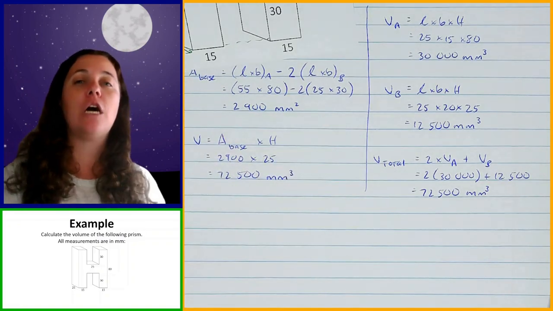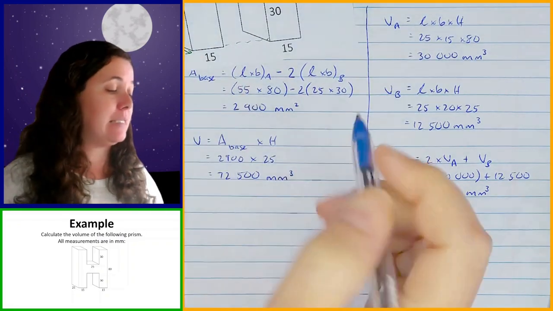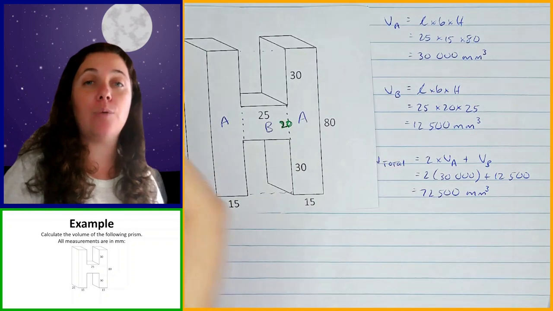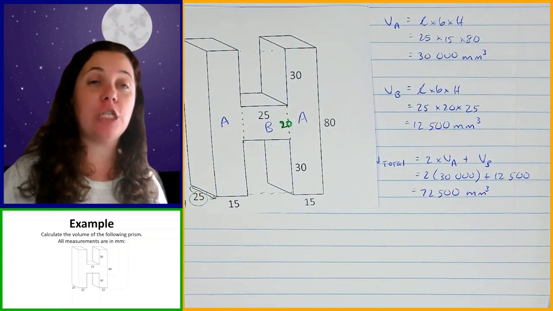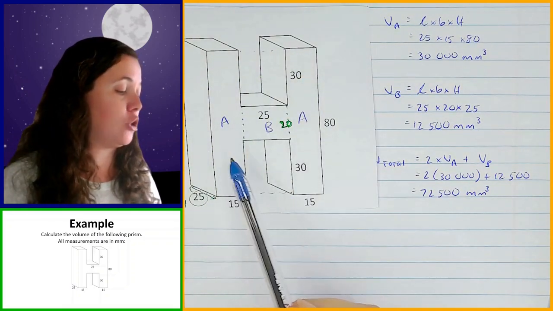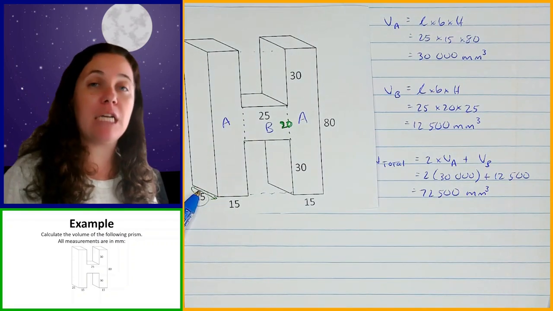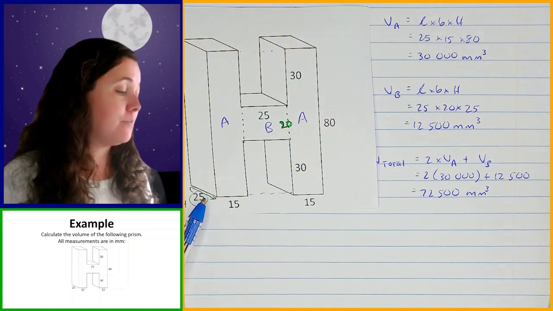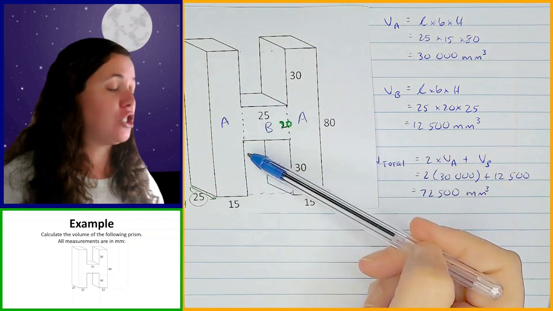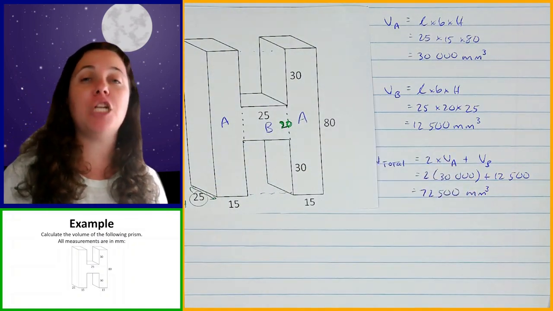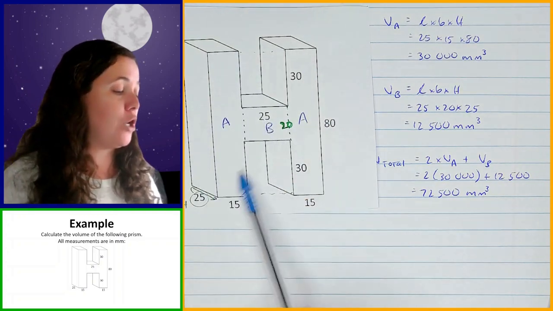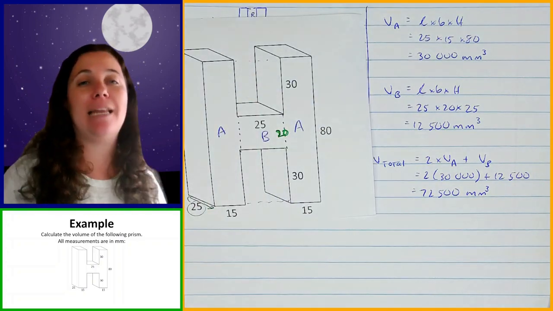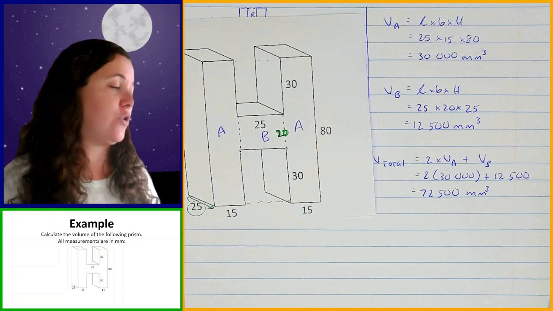So there are two different approaches. You can either work out the area of the base as a complex shape in the way we were doing 2D shapes, and then multiply that by the height of the prism, which is the distance between the two ends of your prism, or you can take the shape and split it up into more manageable sections, work out the volume of those sections and then add it together. So there are different ways of doing it.